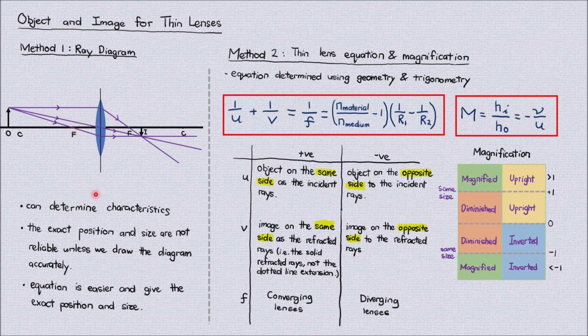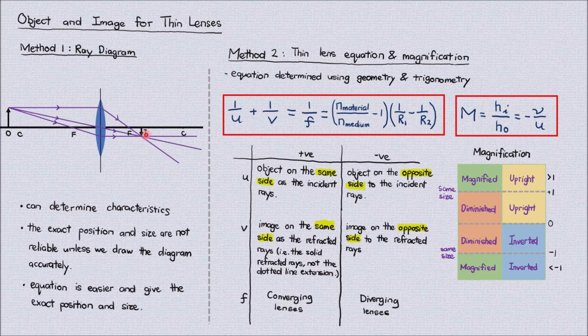So the lens diagram is good for us to determine the characteristics of the image, whether it is real or virtual, upright or inverted, magnified or diminished. We have learned that it's the same thing for mirrors as last time. Again, same with mirrors, a ray diagram allows us to determine the characteristics qualitatively, but when it comes to the exact position, exact height, all those kinds of measurements, it'll be difficult to determine just by using a ray diagram. Of course, if you draw a perfect ray diagram, you can measure the length of the arrow to determine the height of the image, let's say.